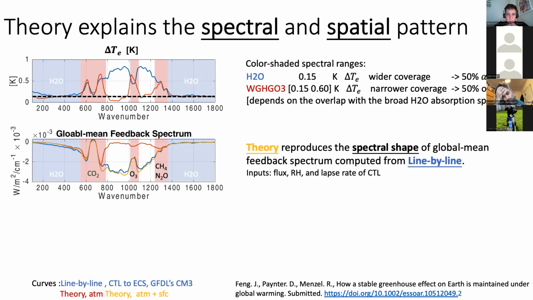Because the water vapor absorption spectrum is so broad, delta T sub B in absorption channels of other gases is reduced to around 0.15 to 0.6 Kelvin due to the overlap with water vapor absorption. And strong water vapor absorption bands contribute to a greater fraction of OLR. As a result, the two spectral ranges can contribute equal halves of the atmospheric feedback.